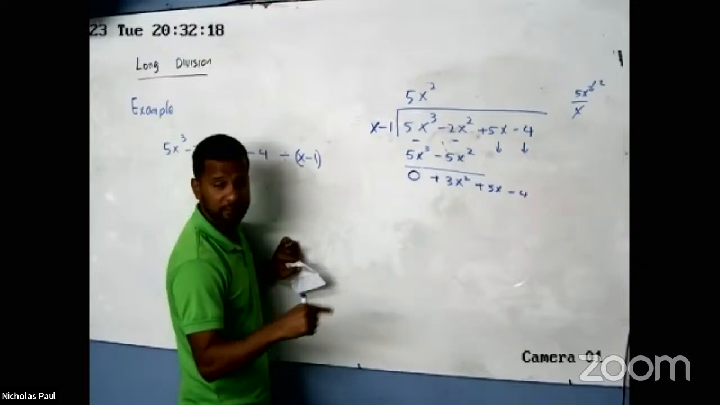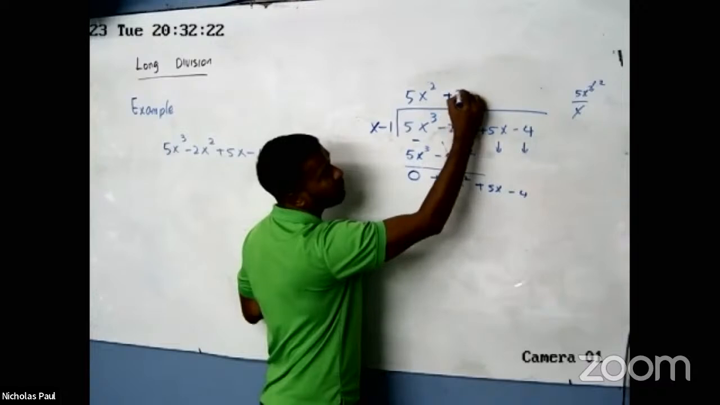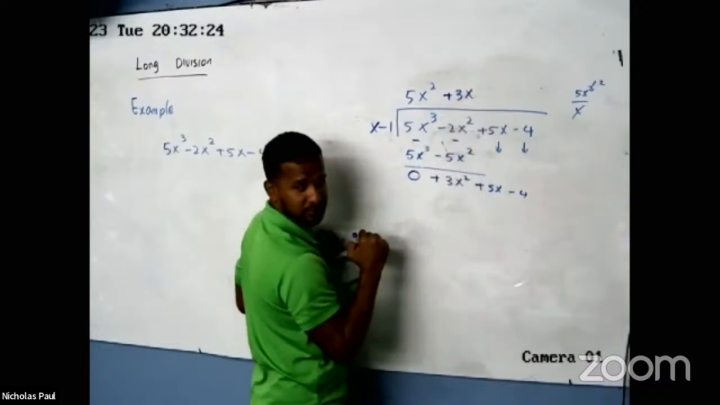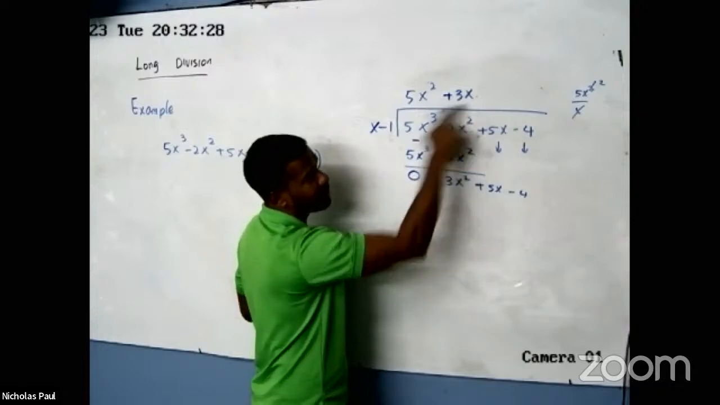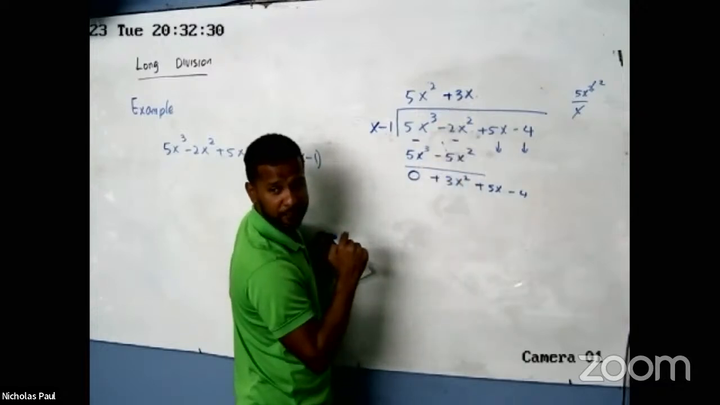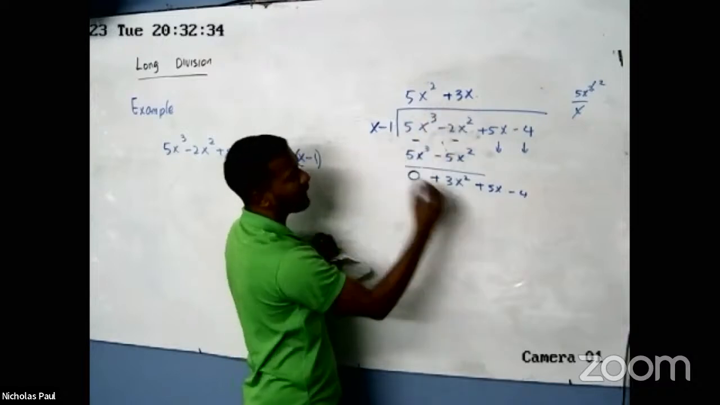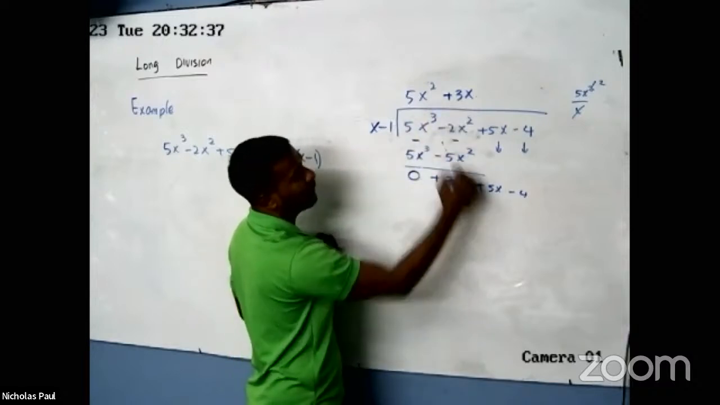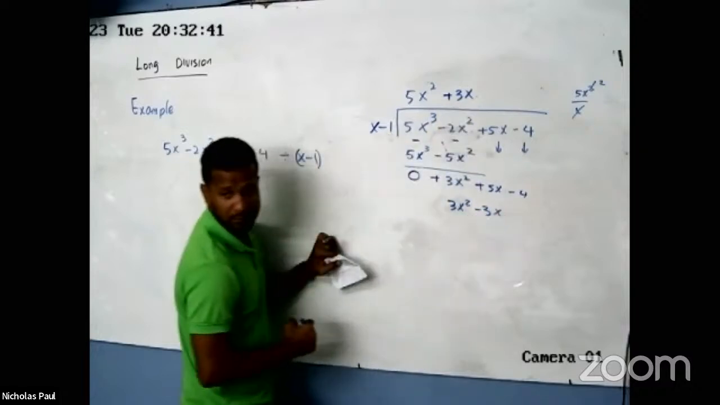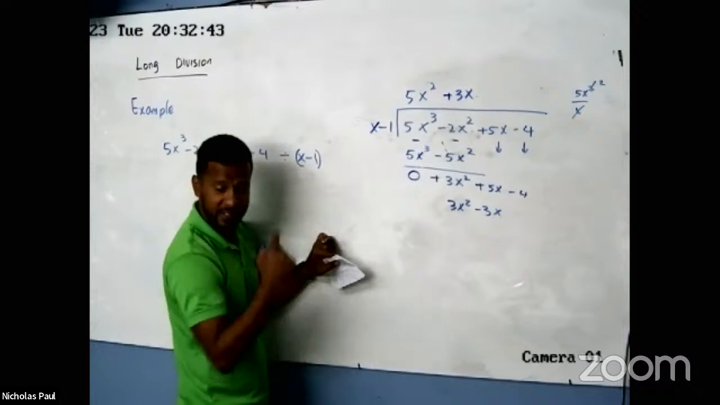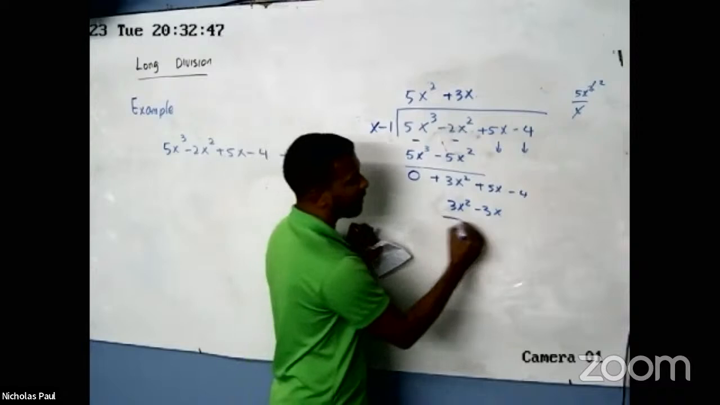Go again. X into 3x squared is plus 3x. What's the next step? Multiply. So 3x by x, 3x by minus 1. Okay with that? Do the same thing over and over until it can't divide anymore. Just take a look, right?